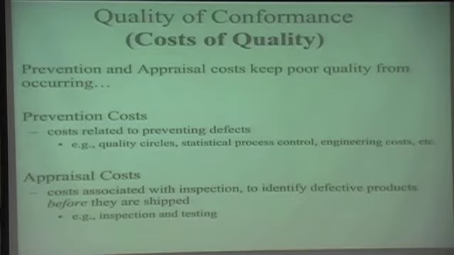So we've got the first cost of quality category, which is prevention costs, which are costs associated with preventing defects, whatever that might be. The second category of cost of quality is appraisal costs, which are primarily costs associated with inspection, with attempts to try and identify product defects before they are shipped, okay?